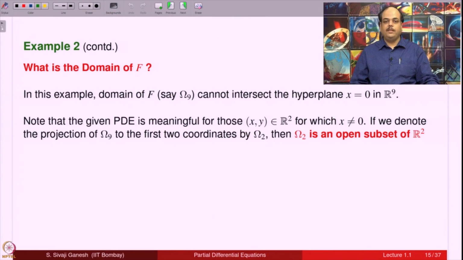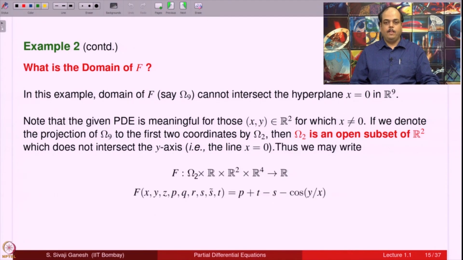Note that the given PDE is meaningful for those (x, y) in R^2 for which x is not 0. So, if we denote the projection of Omega_9 to the first two coordinates by Omega_2, then Omega_2 is an open subset of R^2 which does not intersect the y axis. Thus, we may write the domain Omega_9 like this: f is from Omega_2 cross R cross R^2 cross R^4. This Omega_2 stands for the independent variables x, y varying here. This R stands for the unknown function u, on which we do not place any restriction on what values it must take, so it can take any real number.